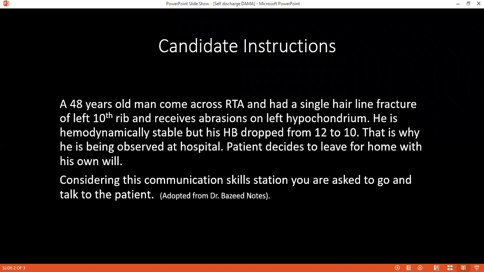Thanks, Tom. I have been told by the sisters that you want to leave for home. Yeah, doctor, I want to leave. Is there anything that I can do to make you stay at hospital? No, doctor, you can't do anything. I need to leave the hospital and I can't stay here anymore, doctor. I just want to leave.